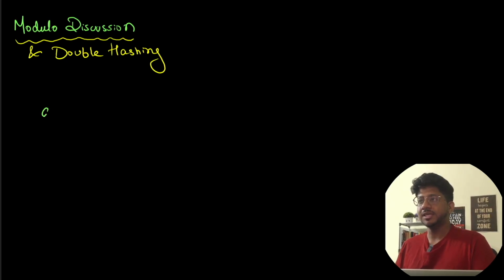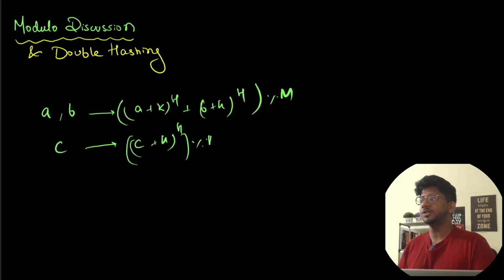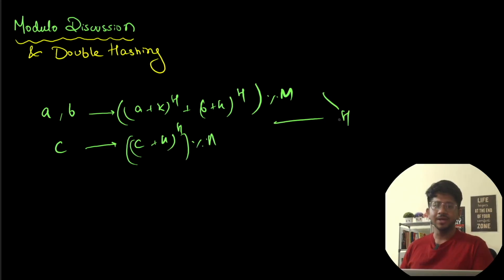you happen to see, let's say a, b, which gets converted to (a plus k) to the power h plus (b plus k) to the power h. And let's say there is a c, which is (c plus k) to the power h. Now you were using some modulo on both sides, and it turns out that after modulo these two numbers are the same. That's very unlucky, but it can happen in the modulo domain.